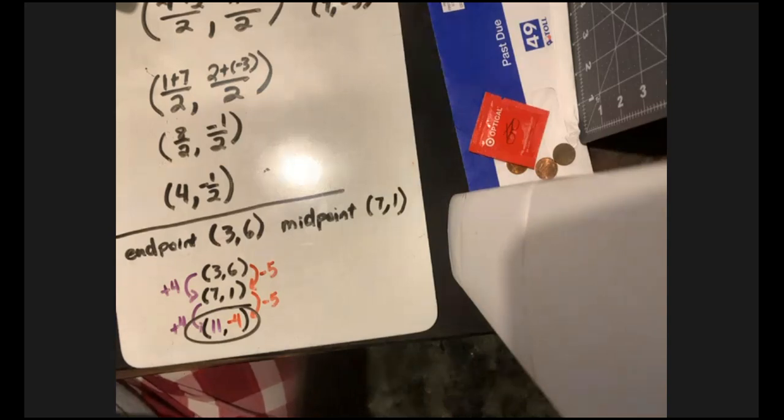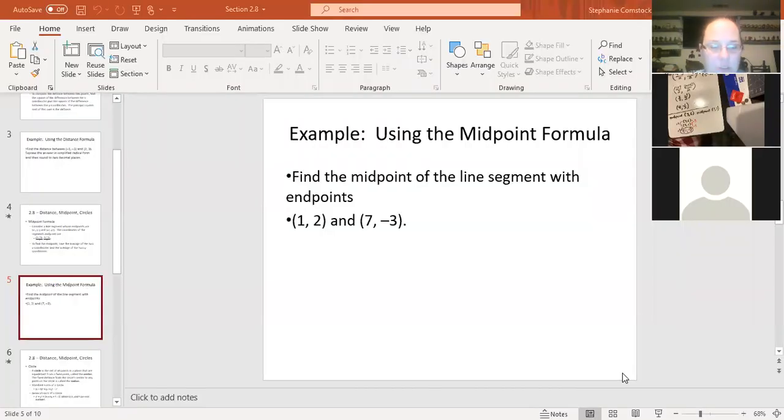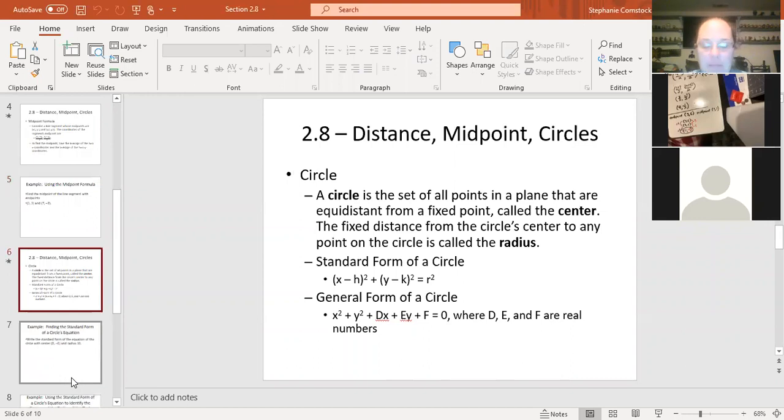Now, the last thing that we've got to cover is circles. And working with circles, there's a little bit more that we've got to do. First thing is, I'm not changing what it means to be a circle. A circle is, and they make a formal definition, the set of all points in a plane that are equidistant from a fixed point called the center.